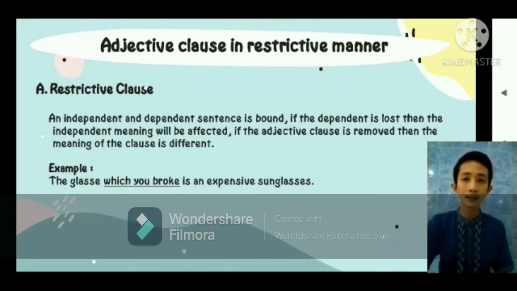The glasses which you broke is an expensive sunglasses. Which you broke is the adjective clause of that clause. If the adjective clause is omitted, is lost, is removed, then the meaning of the clause will be different. Okay, well, that's all from me.